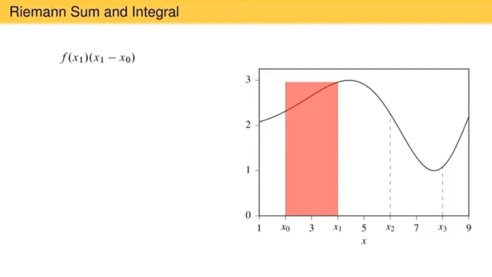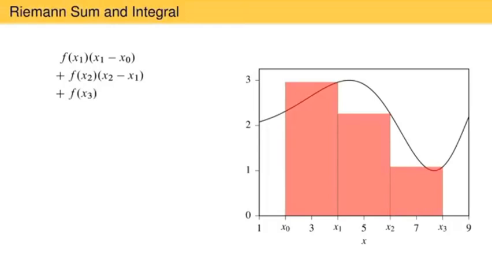To estimate the area under the curve, we need to add to this the area of the rectangle in the next region, which is its height, the value of the function at x2, times its width, x2 minus x1. Finally, we need to add to this the area of the rectangle in the third region, which is the value of the function at x3, times x3 minus x2.